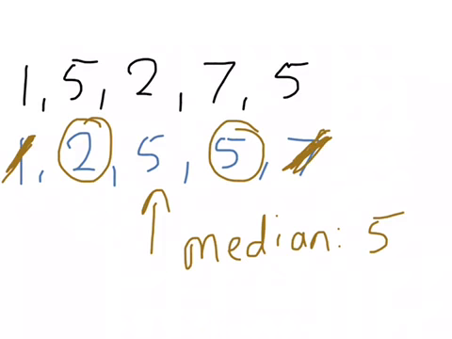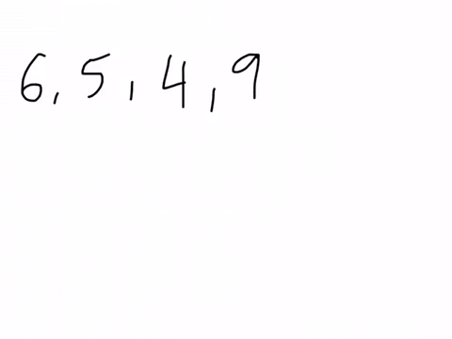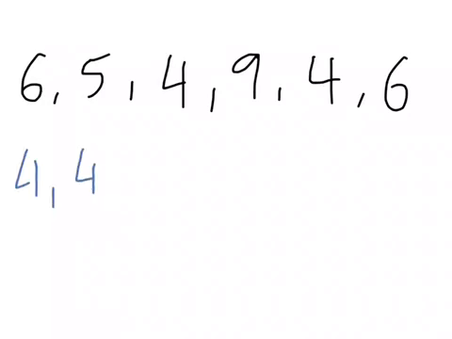Let's look at another example, especially when there are even numbers. So let's go with 6, 5, 4, 9, and 4, and let's include another 6 in there. If we list them from smallest to largest, we do that first. We've got 4, 4, 5, 6, 6, and 9.